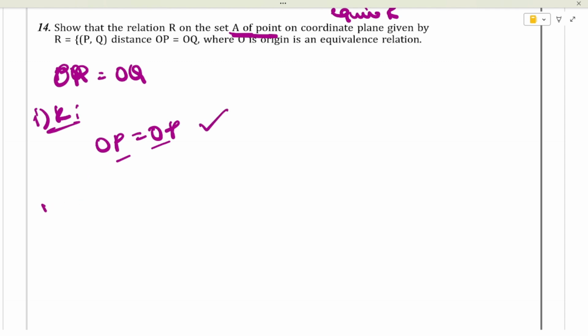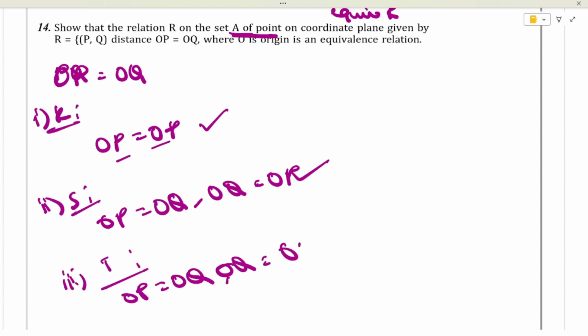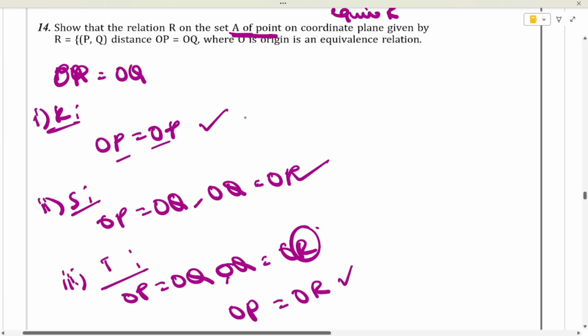Next is symmetric. If you take OP is equal to OQ, that means OQ will be equal to OP also. That is also true. Next is transitive. You take OP is equal to OQ, and OQ is equal to some OR, a random variable. That means OP will be equal to OR. That is also true. So you can say that it is an equivalence relation.